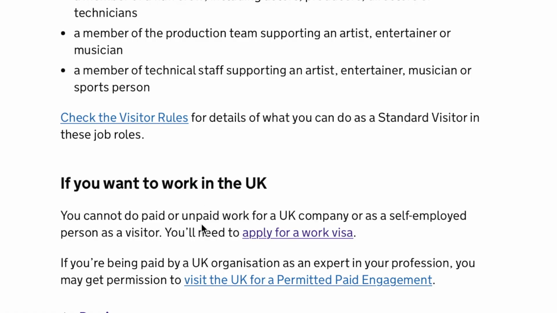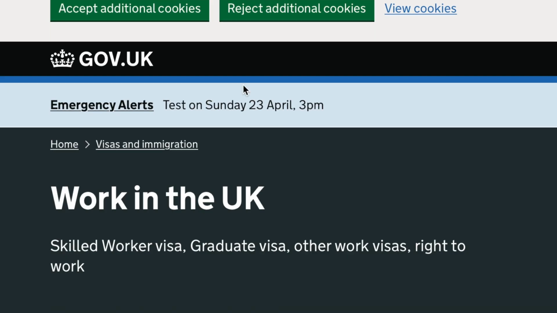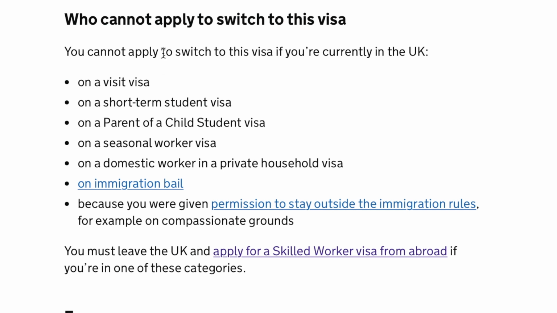So you usually cannot switch from a visitor's visa to a work visa in the UK. I've already said this, and the only thing you can do with a visit visa in the UK is to extend it in exceptional circumstances, as I've already said. For instance, if you come to the skilled worker visa page, they say that you cannot apply to switch to this visa if you are currently in the UK on a visit visa. So if you're on a visit visa, you cannot switch to a skilled worker visa.